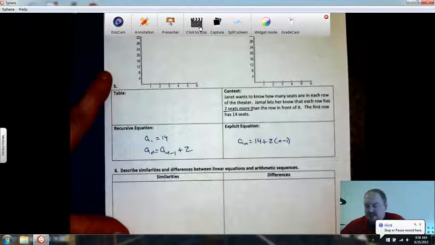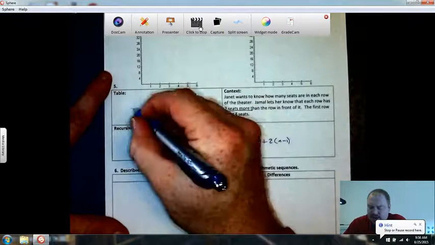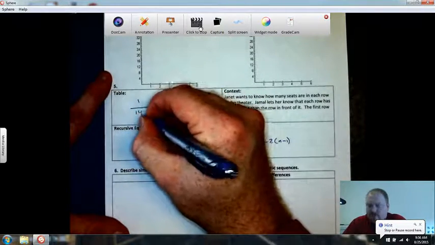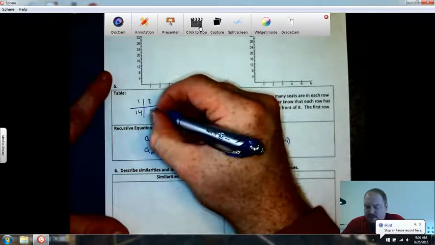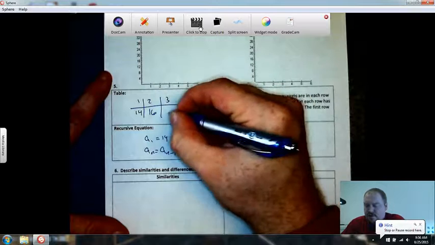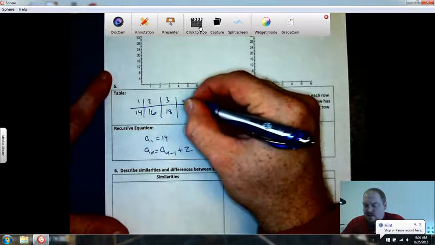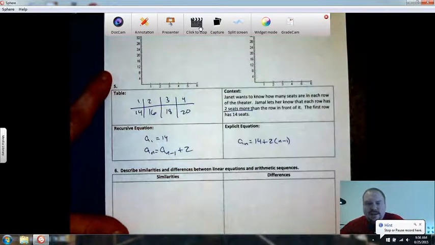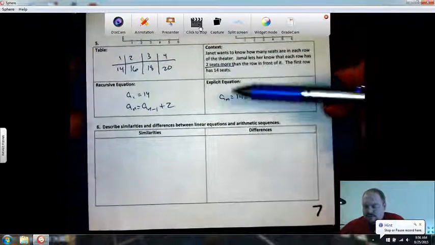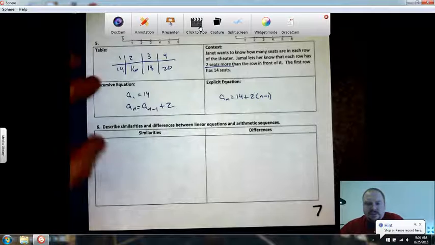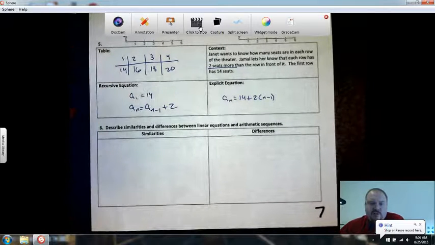Since I'm being asked to make a table, I shall. First row has 14 seats. Second row, add 2, 16. Third row, 18. Fourth row, 20. So, just describe the similarities and differences between linear equations and arithmetic sequences. We could talk about that in class.